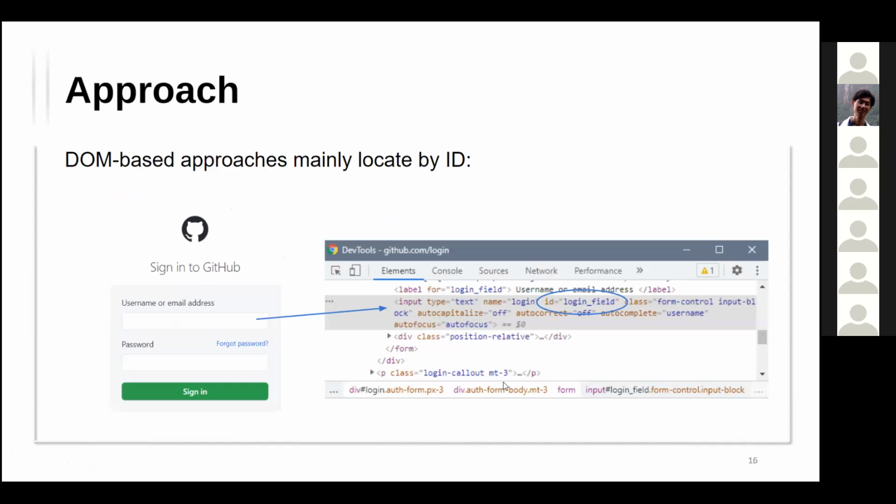And then for DOM-based approaches, they mainly locate by ID. So as you can see, this input tag has an ID of login field. So this login field is what they use to locate the element and try to click there.